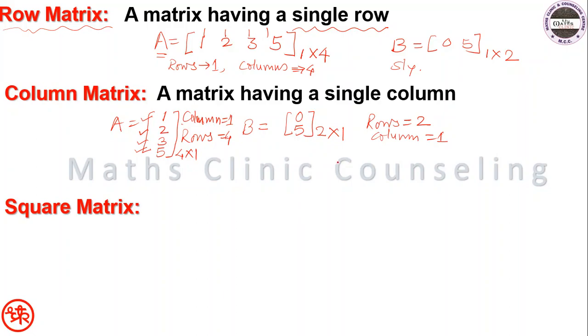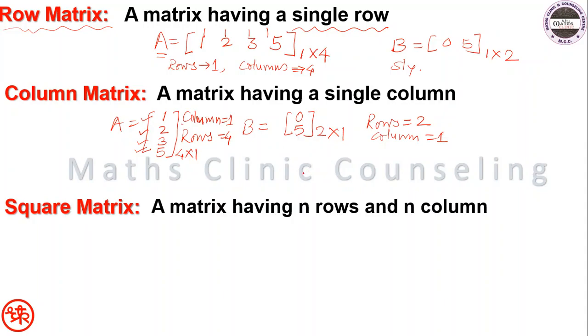Now what is a square matrix? A matrix having an equal number of rows and columns. If suppose n number of rows are there, so the number of columns will also be n. So a matrix having n rows and n columns. Okay, so n may be equal to 1, 2, 3, and so on. Is that clear? So look at here an example.